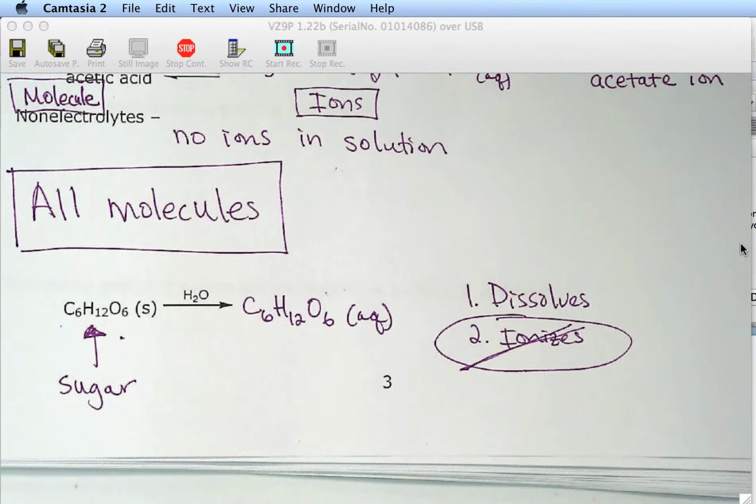So be familiar with these definitions: strong electrolytes, weak electrolytes, non-electrolytes. We're going to see some more reactions coming up. They're called dissociation reactions that work off of these definitions, and we'll kind of work these definitions in along with solubility rules.